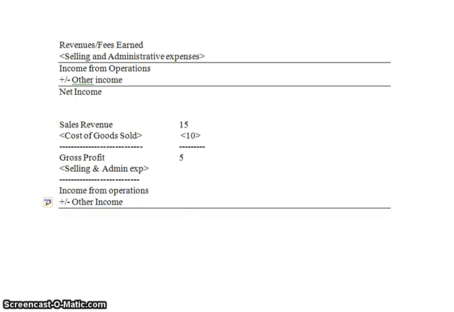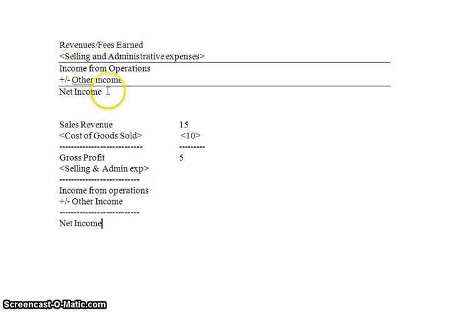And then you will finally have net income. Okay, so your service-based industry's income statement is going to look a little bit more like this, whereas your merchandising income statement is going to look more like this.